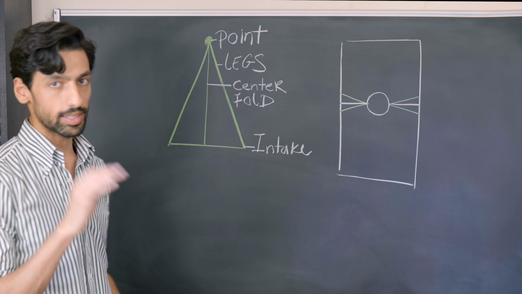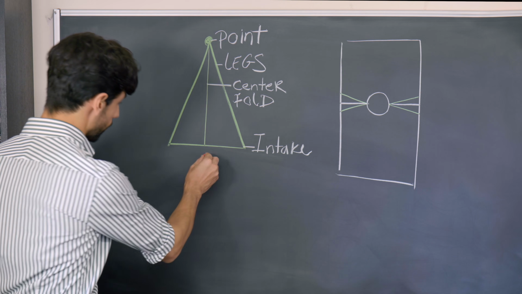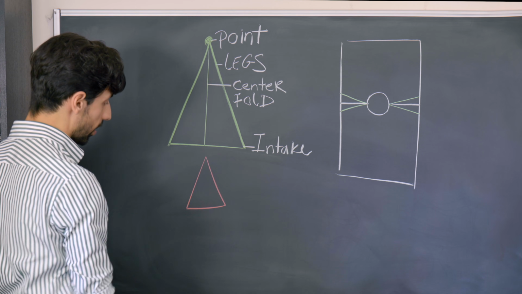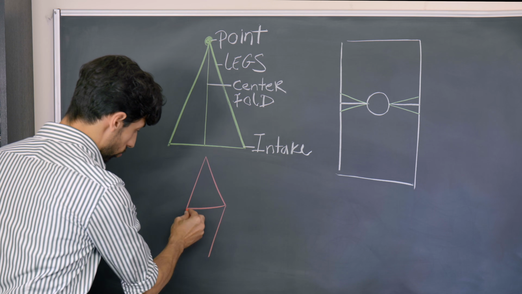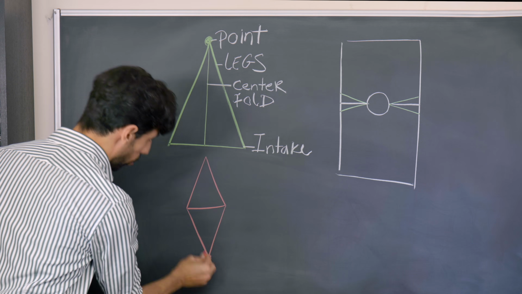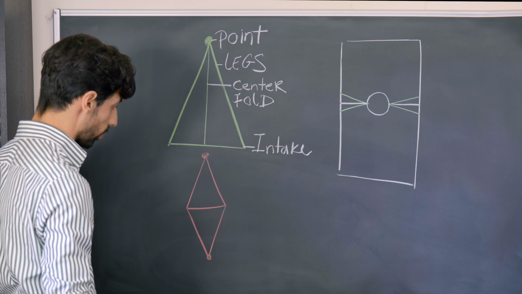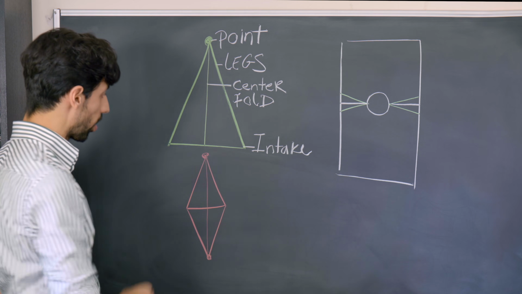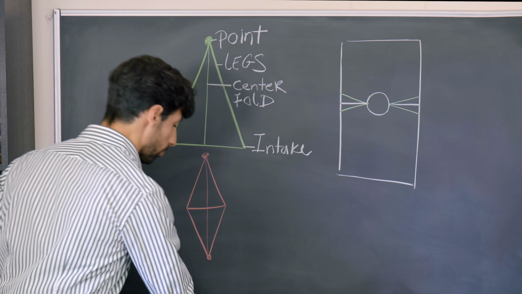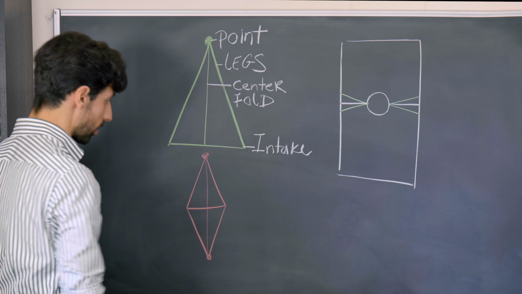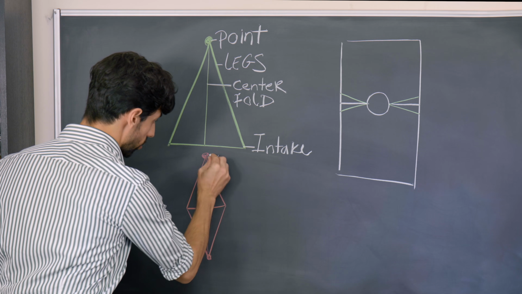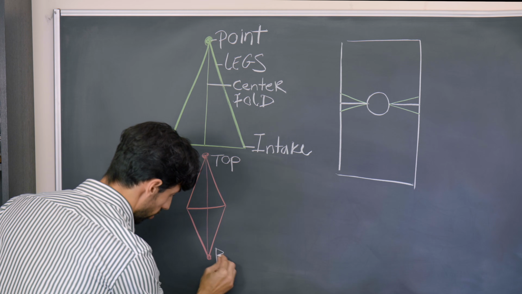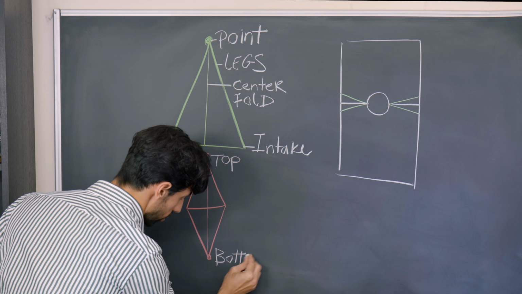The double dart is simply the single dart taken, like so, and mirrored downwards from the intake line, which creates this rhombus shape with two points. It's a double pointed dart. Now, the terminology is exactly the same as the single dart. The only thing you have to be careful about is that there are two points now. So the top one is going to be called the top point, and the bottom one, of course, the bottom point.